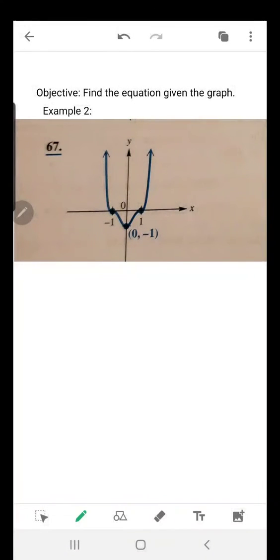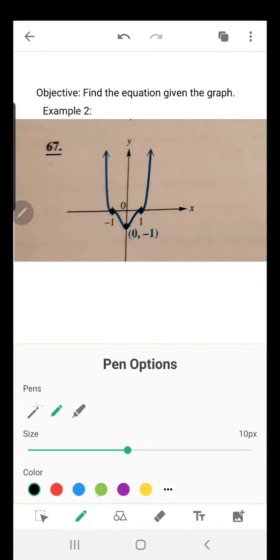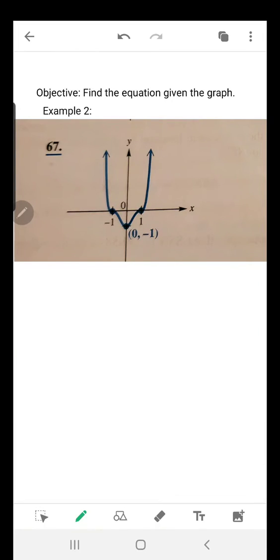Okay, you guys, today our objective is to find the equation given the graph. This is example 2. The first thing we want to do is locate our zeros. So, I'm going to circle the zeros here. Our first zero here is at -1. Our next zero is at 1. Remember, your zeros are where the graph crosses the x-axis.